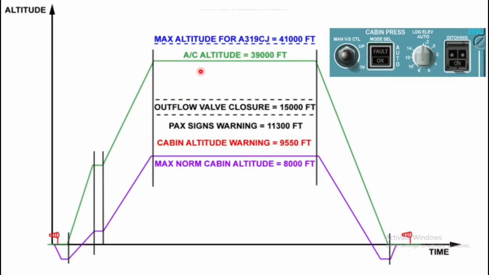So this is all about aircraft altitude of 39,000 feet, and the A319 we will not discuss here. Up to 39,000 feet Airbus can fly safely, and these are all the scenarios whenever you get a warning, whenever you get the passenger sign.